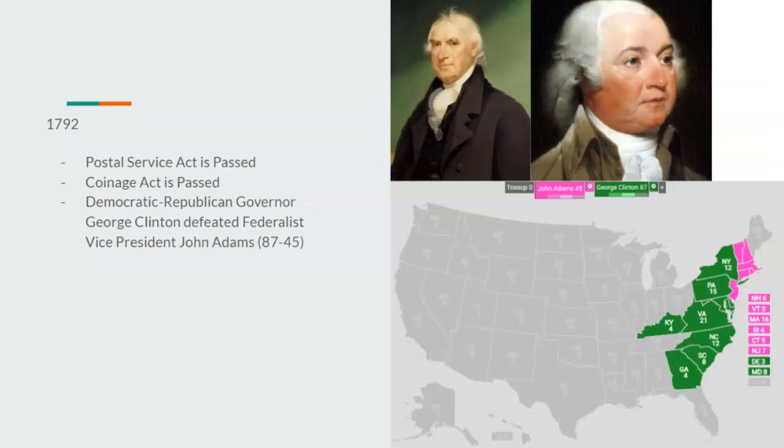1792, the Postal Service Act would be passed, as well as the passage of the Coinage Act. And we have the 1792 vice presidential election, where Democratic-Republican Governor George Clinton would defeat Federalist Vice President Adams 87-55. George Clinton would win just because the thought of the First Amendment being restricted by Vice President Adams was very unpopular amongst a lot of people.